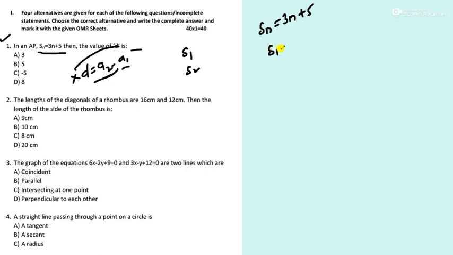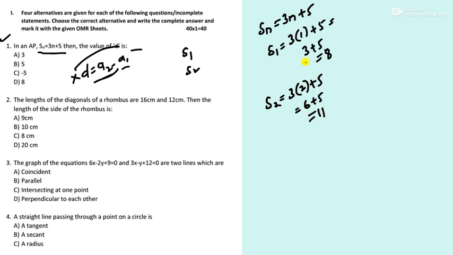Substitute n as 1 in the first form. So 3 plus 5, this is equal to 8. Now similarly S2: 3 into 2 plus 5, so this is 6 plus 5, which is equal to 11. So this is S1, this is S2. Don't do d is equal to S2 minus S1, that will be wrong. So how are you going to find the right answer? See it here.